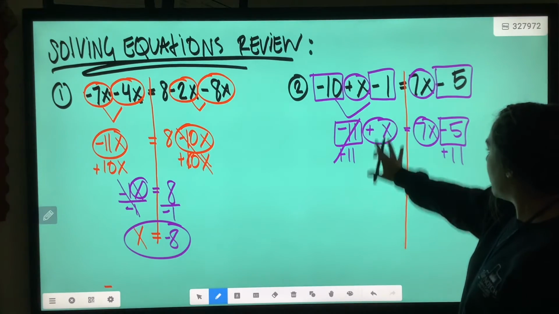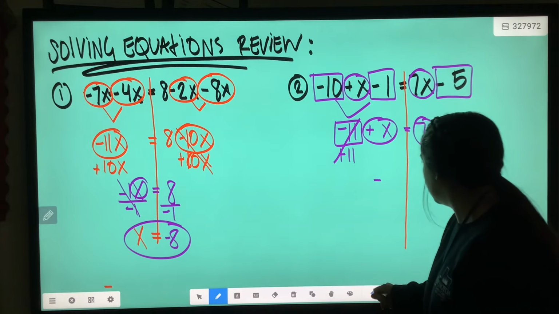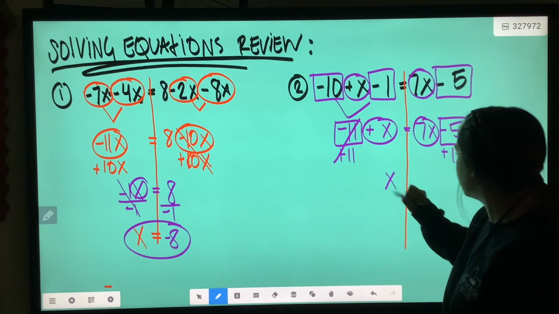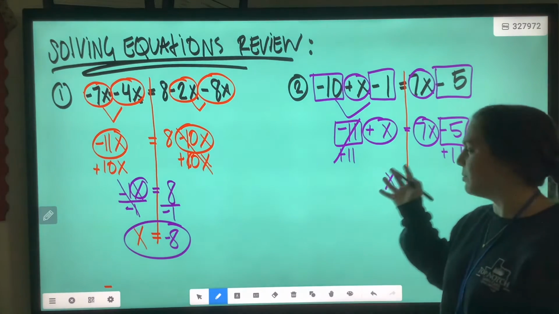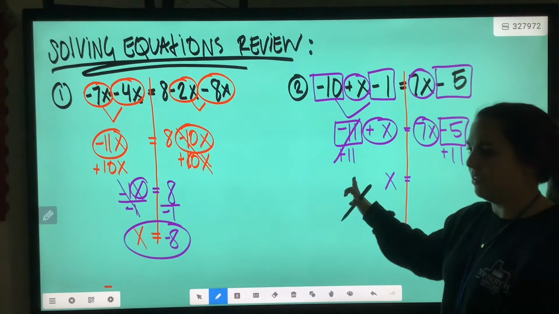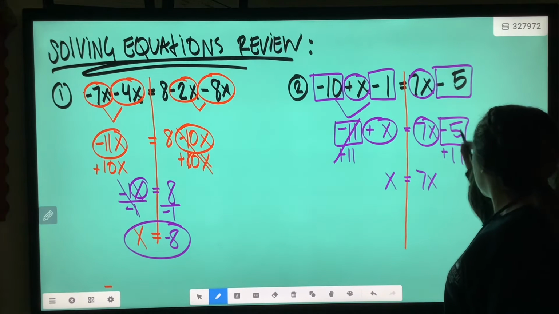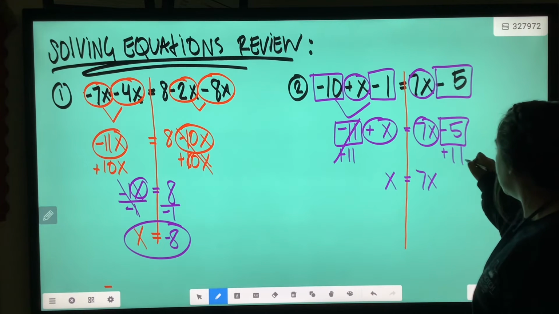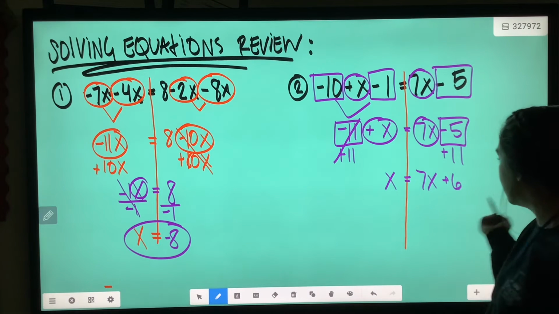So I'm going to drop down this plus x right here. Oh, I don't really need to draw the plus. So I'm just going to draw x. I didn't need to draw the plus because it's positive. If it's a positive number, you don't really need the plus in front of it, especially if there was nothing adding to it anymore. So then we have 7x, and then negative 5 plus 11. The math problem to this would be a plus 6 or positive 6.